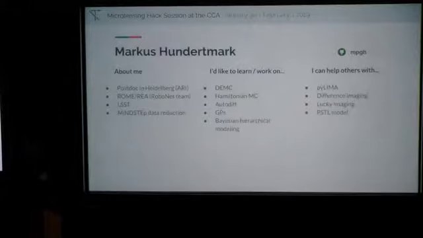Hello, I'm Markus Sundetmark. I'm currently working as a postdoc at the University of Heidelberg at the Astronomisches Rechen-Institut. I'm part of the RoboNet team and also involved in the MiNDSTEp team, especially with a focus on data reduction. And since our group is also an LSST team, I'm also assigned together with Yannis Tsapras on that one. I can clearly help out with pyLIMA and how to get the most out of it.